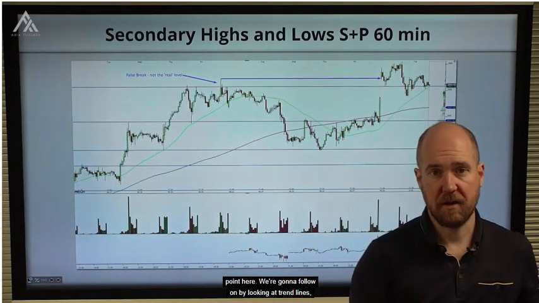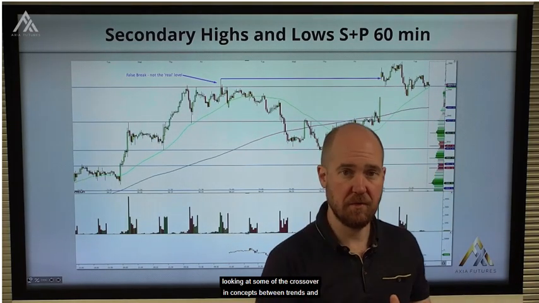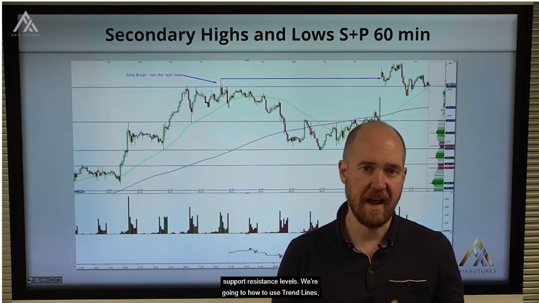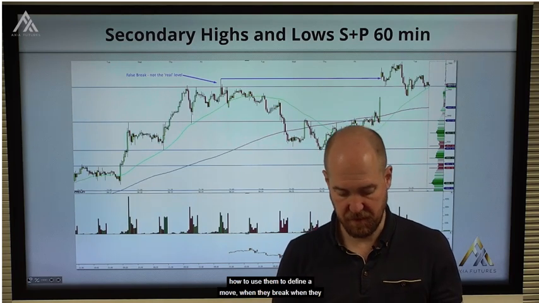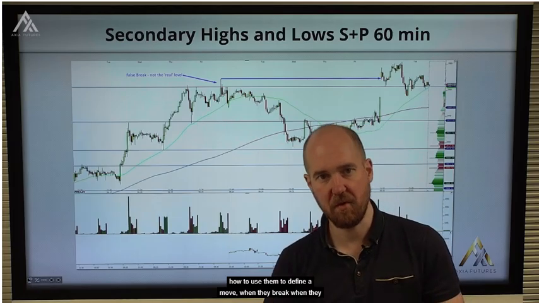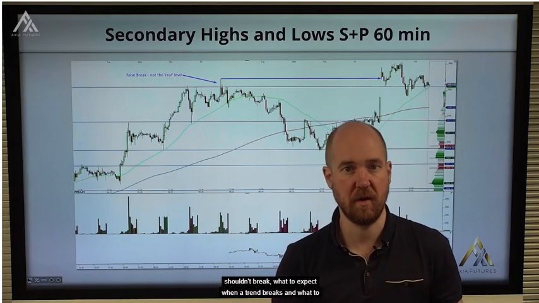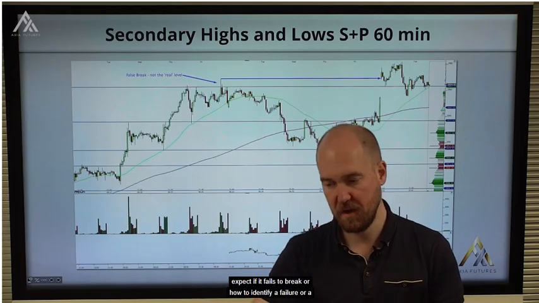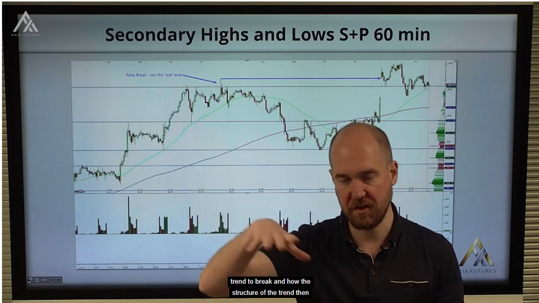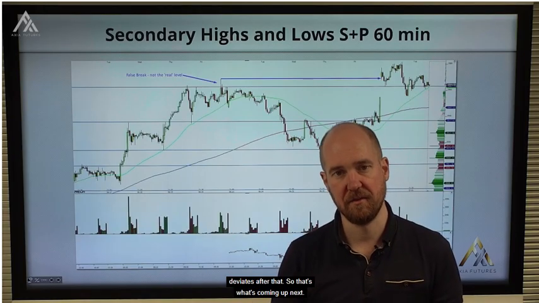We're going to follow on by looking at trend lines, looking at some of the crossover concepts between trends and support and resistance levels, looking at how to use trend lines, how to use them to define a move, when they break, when they shouldn't break, what to expect when a trend breaks and what to expect if it fails to break, or how to identify a failure of a trend to break, and how the structure of the trend then deviates after that. So that's what's coming up next.